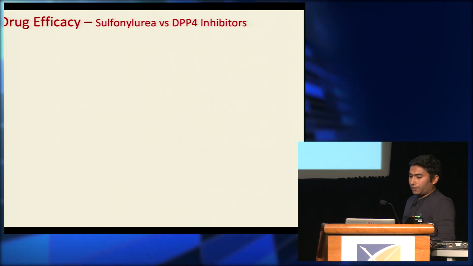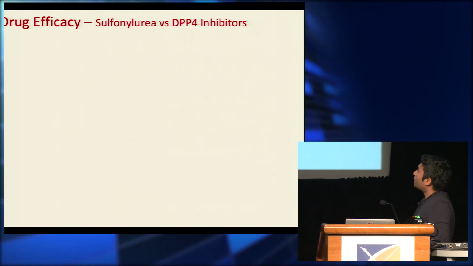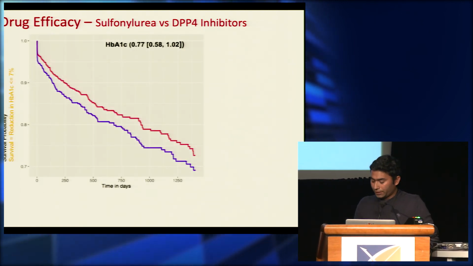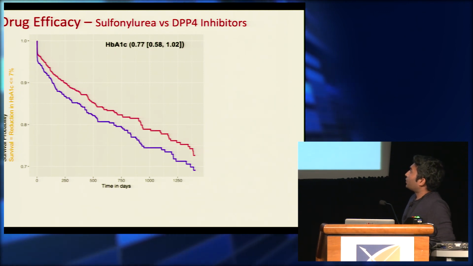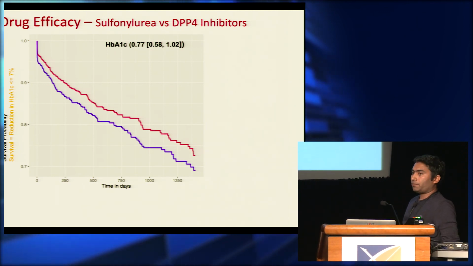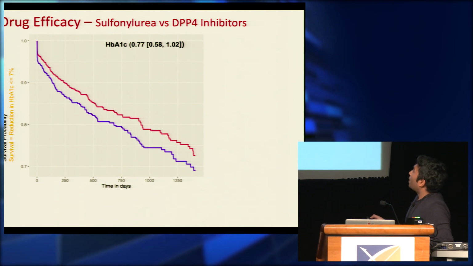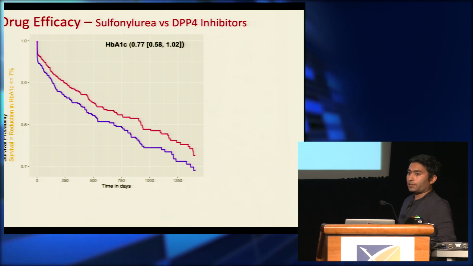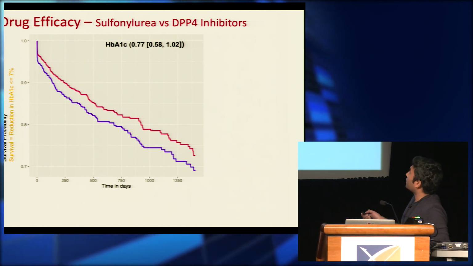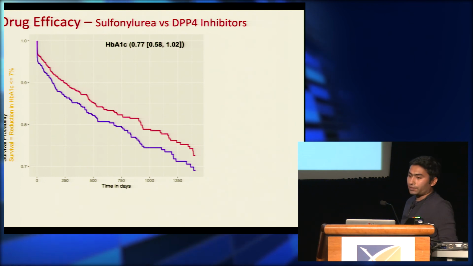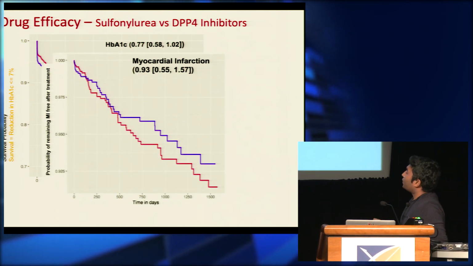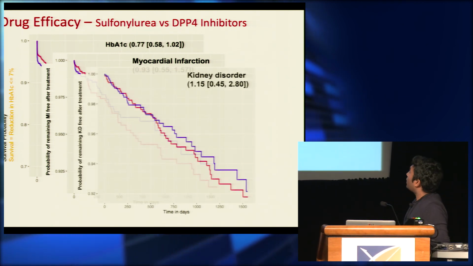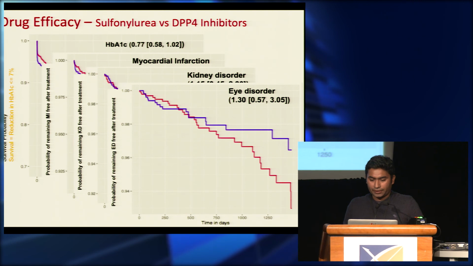Then I'm showing a result for one example, sulfonylurea versus DPP4 inhibitors. We perform this time to event analysis, and what you see on the y-axis is the reduction in HbA1c below 7% after the treatment. The blue one is DPP4 inhibitors and the red one is sulfonylureas, which suggests that DPP4 inhibitors are better at reducing HbA1c below 7%. We do the same analysis for other outcomes related to myocardial infarction, kidney disorders, and eye-related disorders.